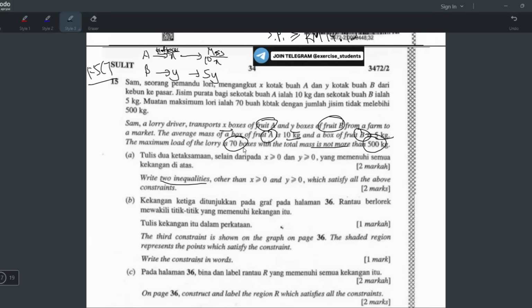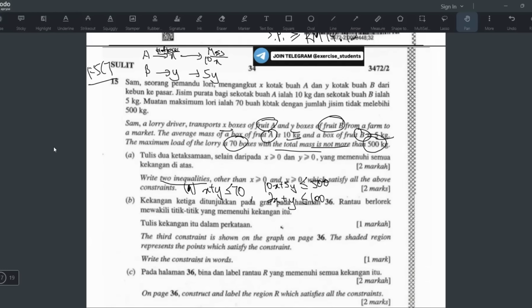Okay, maximum load is 70 boxes, so X plus Y smaller equals 70, because maximum means lebih-lebihnya maximum, so it has to be smaller or equals. And then the total mass is not more than 500. Total mass will be 10x plus 5y, tapi tak boleh more than 500, so it has to be smaller equals 500. Okay, kalau boleh kecilkan, semua ni boleh bahagi 5, so 2x plus y smaller equals 100. Okay, so this is your A answer.